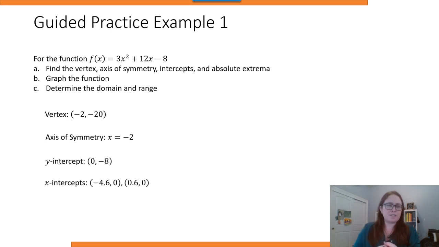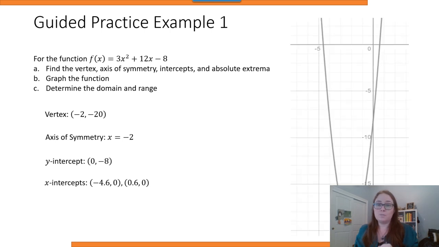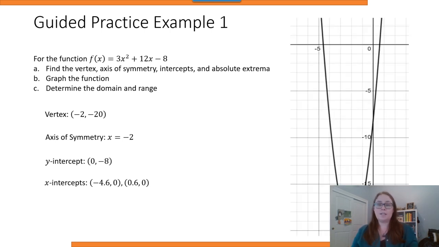Okay, so I've got the vertex. I'm going to graph that. I'm going to graph all my intercepts, and then I know it's a U shape, so it's really just about connecting those dots and making sure that everything is symmetrical along the line x equals negative 2. So you should get an image that looks like this after you've graphed those 4 points and connected them.